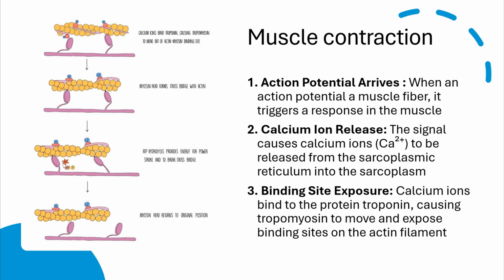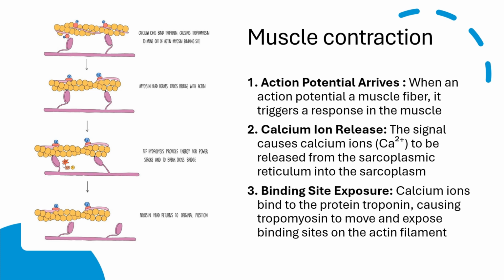And now the muscle needs to react to that. The muscle needs to contract. So the action potential is going to arrive at the muscle fiber. Then the calcium ions are going to be released. The calcium ions, I told you, are stored inside the sarcoplasmic reticulum, those tubes, and they move from there into the sarcoplasm, around the myofibril.